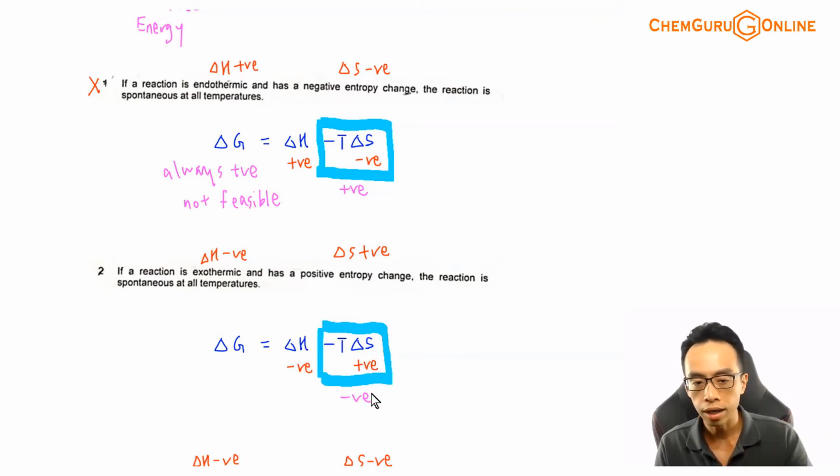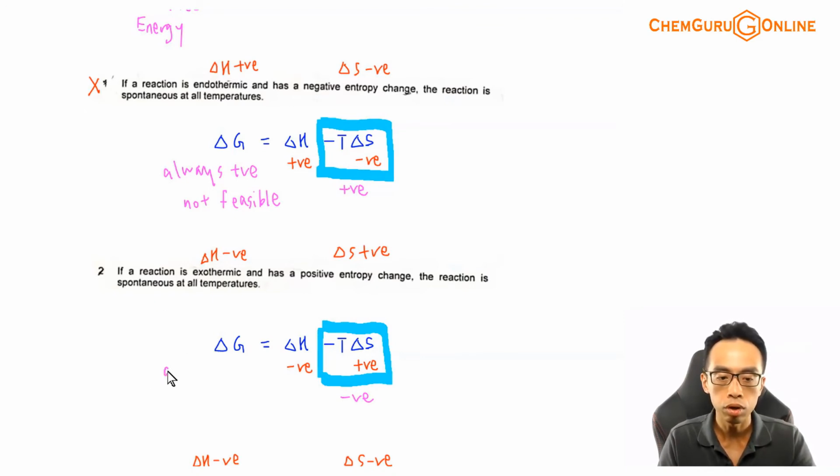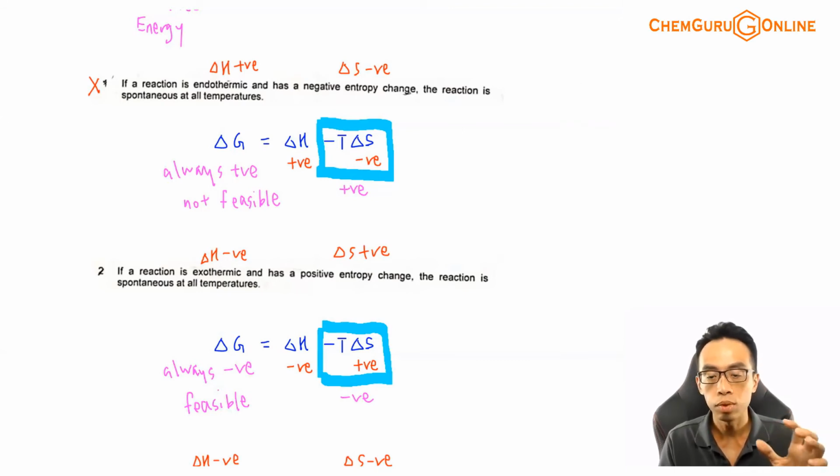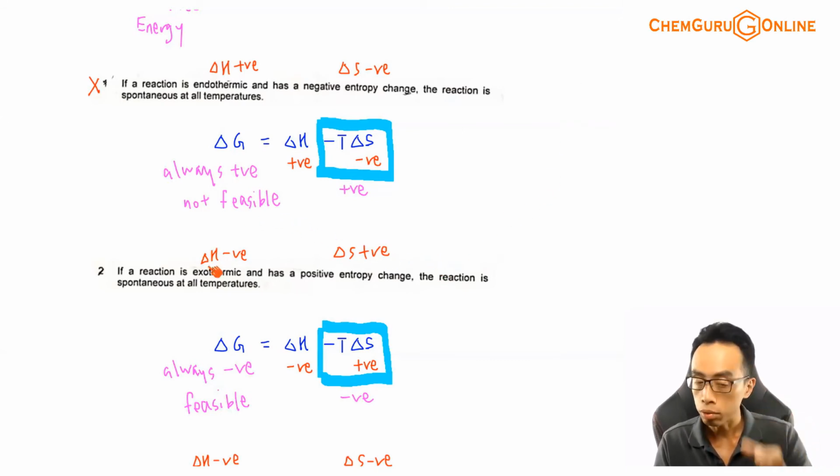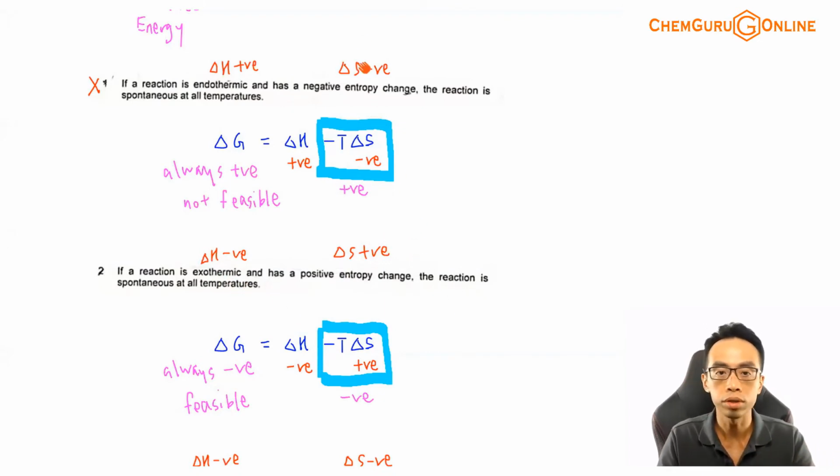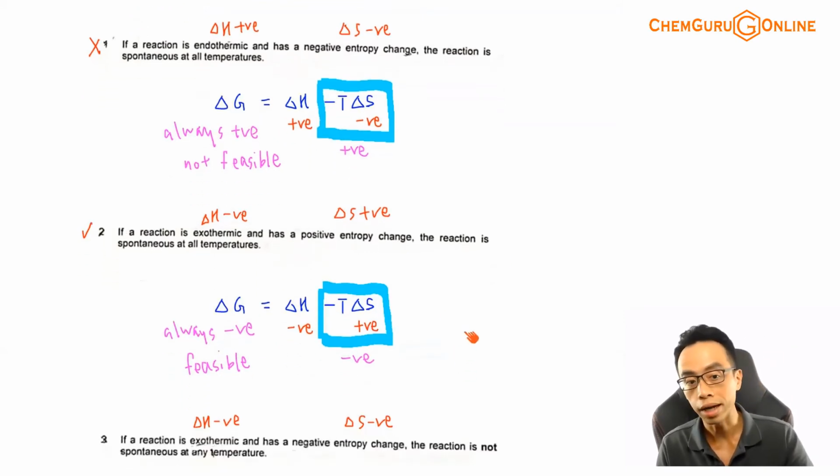So negative and negative means that my delta G will always be negative, which means that the reaction will always be feasible at any temperature, which is fantastic, right? Which is precisely what this question is saying. For option 2, under these conditions, the reaction is spontaneous at all temperatures. So in this case, statement number 2 is true based on what we have discussed.